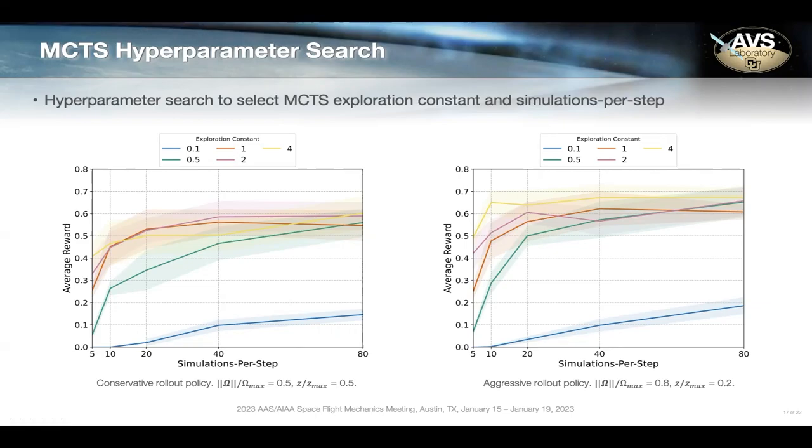And you can see that we get between a 10 and 20% performance increase, depending on the hyperparameter combination. So the more aggressive rollout policy is what we use for training, because we're getting better reward, and therefore we think we should get better policies. So we select this hyperparameter combination here, which is somewhere around 0.65 average reward, at 20 simulations per step with an exploration constant of 4. You want to keep the number of simulations per step at a minimum, because the fewer of those, the faster it takes to generate your training data.